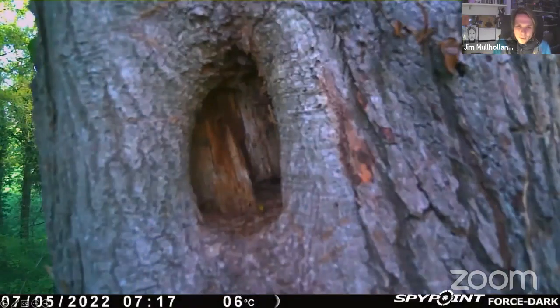And this question about whether these cameras are sensitive enough, I think this shows how sensitive they are. This was set off by a wasp flying around the entrance to this feature. So they're pretty good at being triggered by small things.